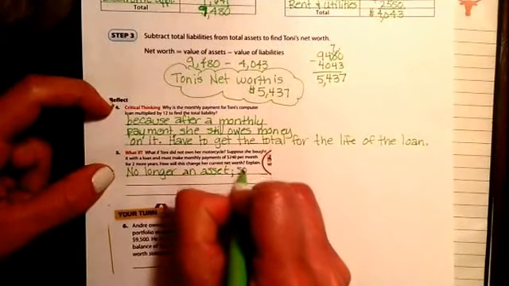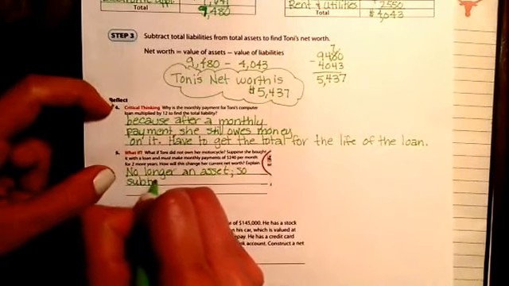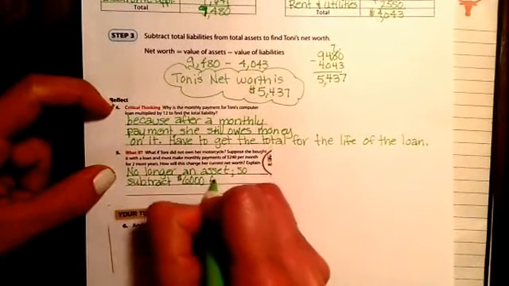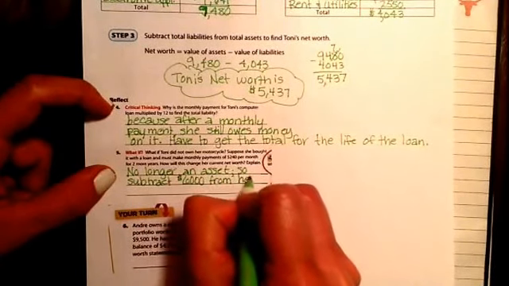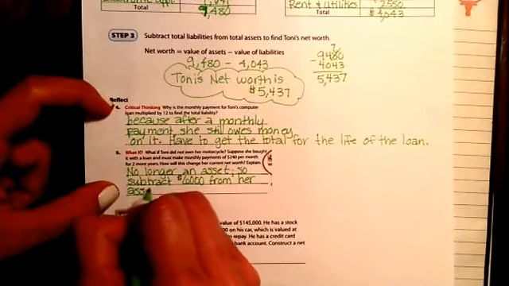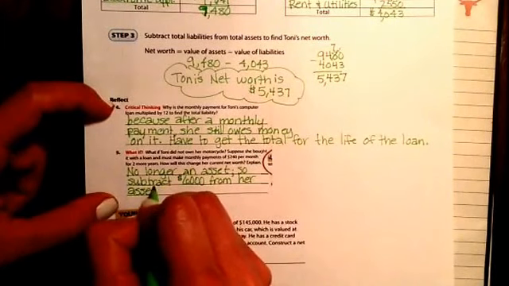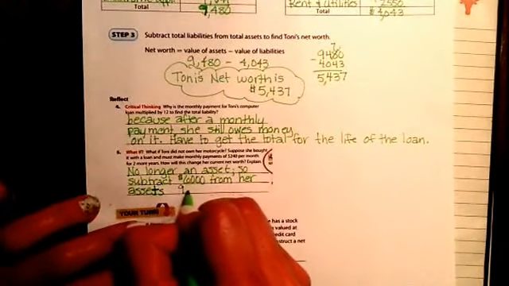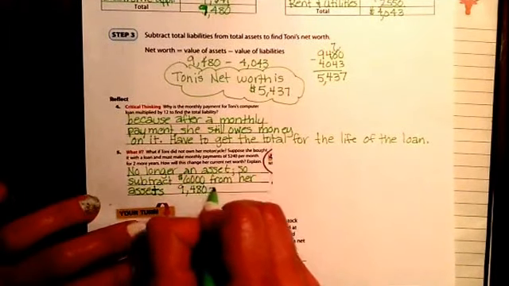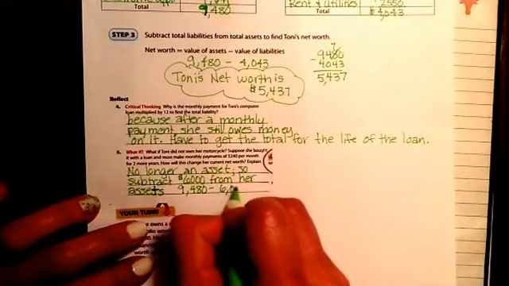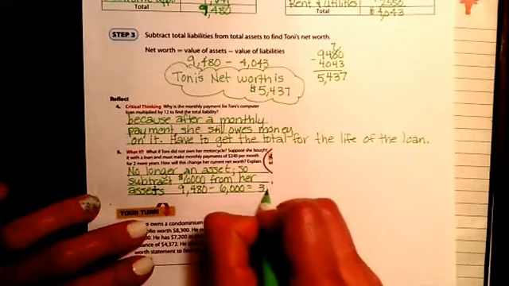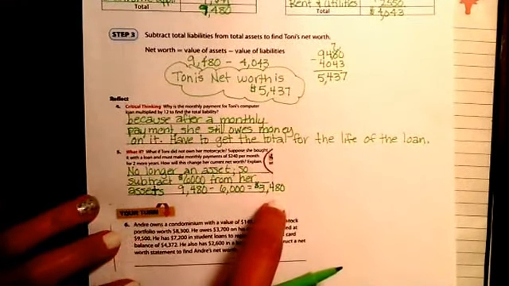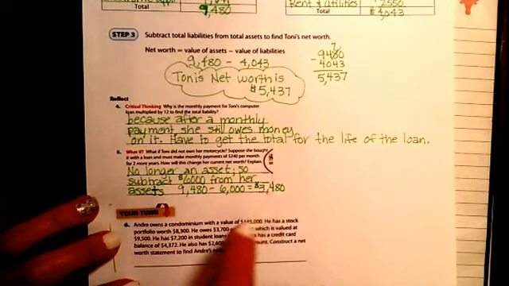So subtract 6,000 from her assets. So if I go do that, that's 9,480 minus 6,000. Well, that's 3,480. That's her new asset amount total.